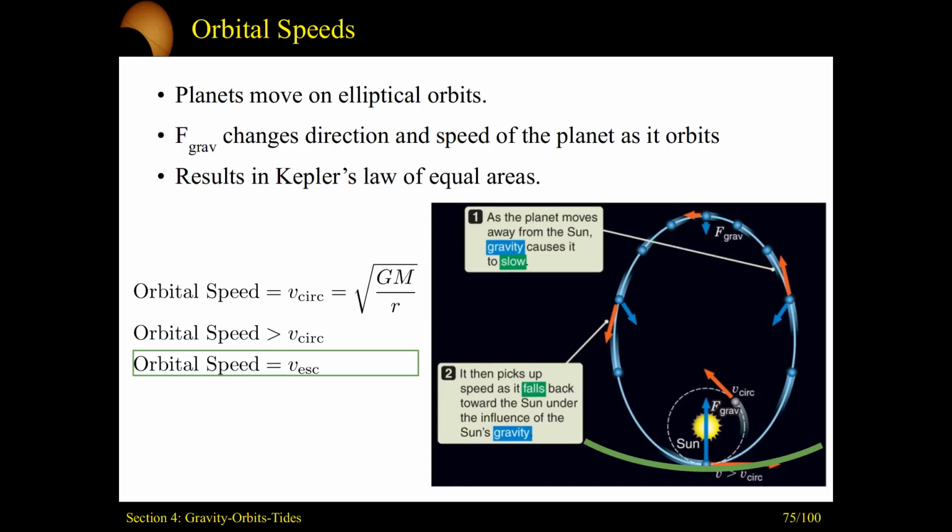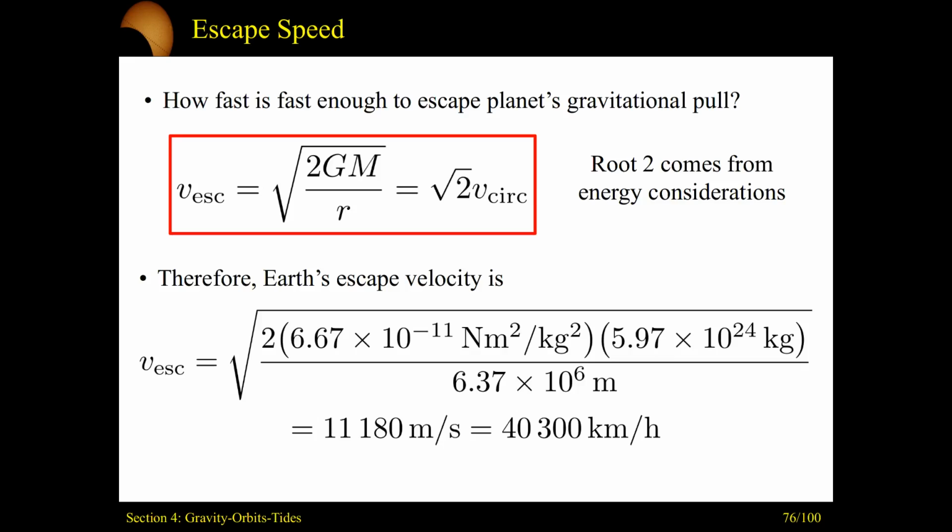A natural follow-up question is, if we know the circular speed, do we know the escape speed? Well, the answer is yes. And once again, we're going to gloss over the details. I'll just give you the result: the speed that you have to go in order to escape the gravitational pull of the planet will be square root of 2GM over r. Or, rewriting this, it's square root 2 times faster than the circular orbit speed.